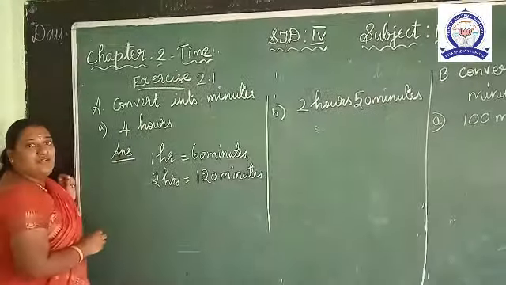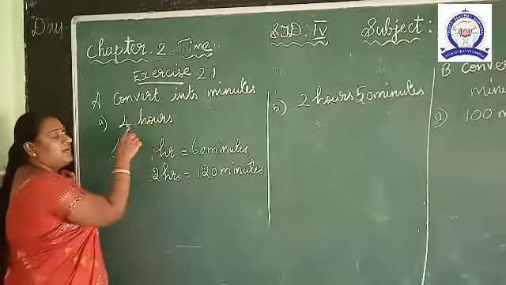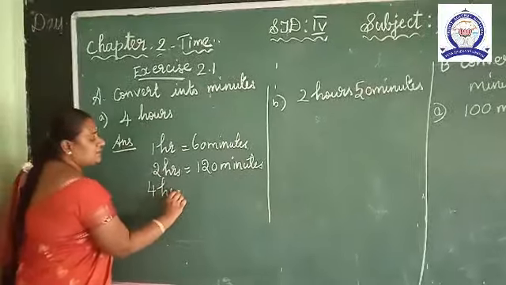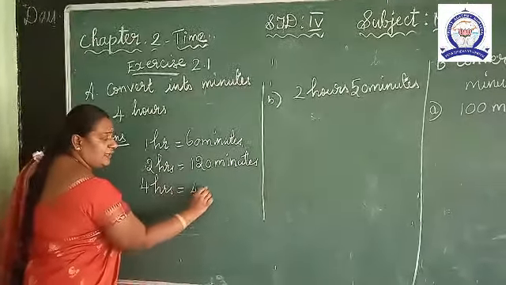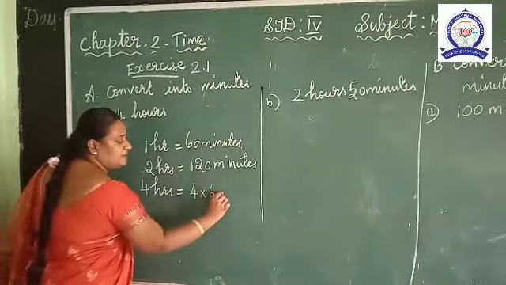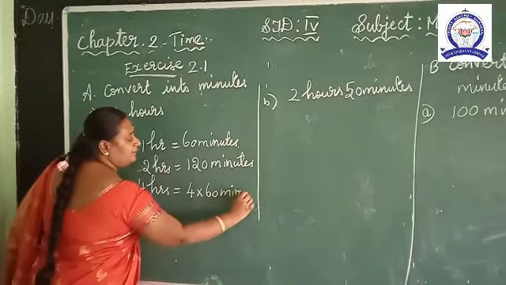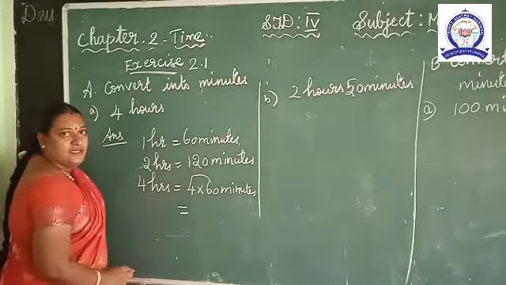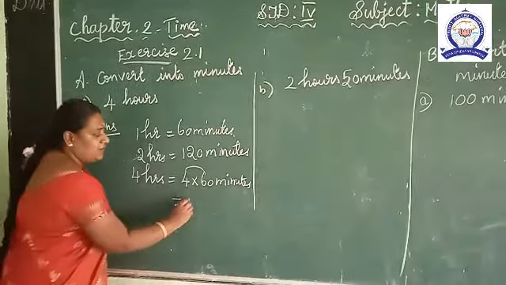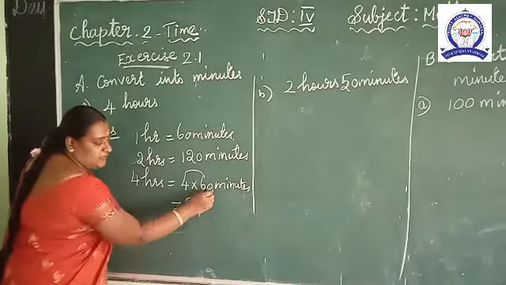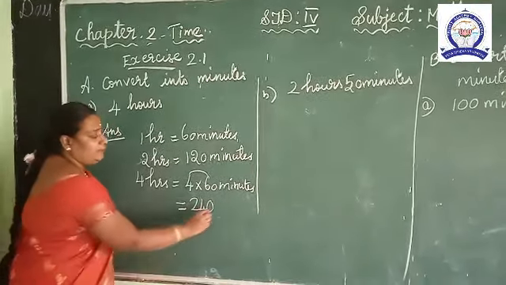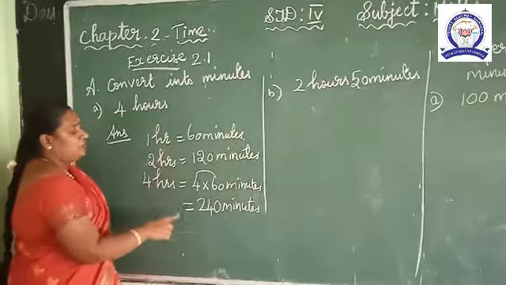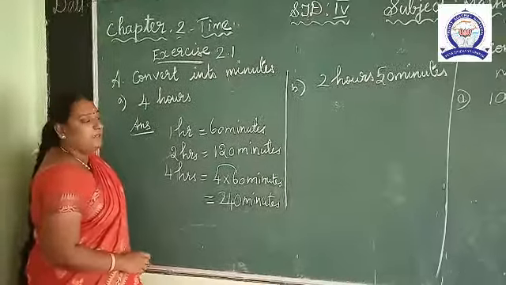And the given question is 4 hours, how many minutes? We have to convert this 4 hours into minutes. So 4 hours is equal to 4 into 60 minutes. So you multiply. What is 4 into 6? 6 4s are 24. The 0 stays as it is. So 240 minutes. So 1 hour equal to 60 minutes means 4 hours is equal to 240 minutes.